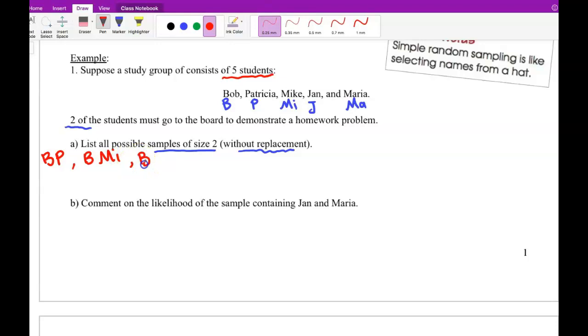BMI, BJ, and BMA. In each one of these we have two students. Since we have without replacement, I don't want to have this one. Now starting from Patricia: PMI, because on this part we don't have PMI, and PJ, PMA.